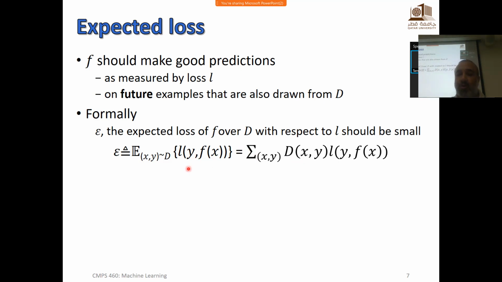If I want to compute the expectation for a specific function over a distribution, then I need to multiply the probability of that example. So D of x and y is the probability. D is the probability distribution, right? So D of x and y is the probability that I can see that example, times what? Times the loss function, the loss value for that example. Okay? So y is the actual label for that example, and f of x is the predicted value. So if we do that over all possible values of x and y, then we can estimate the loss value for that function.